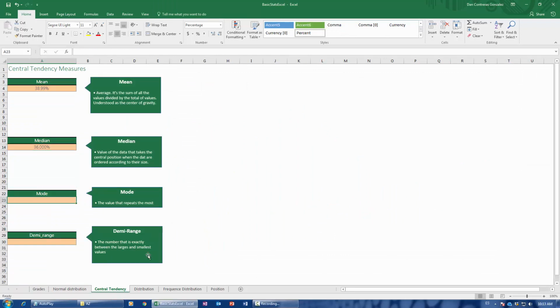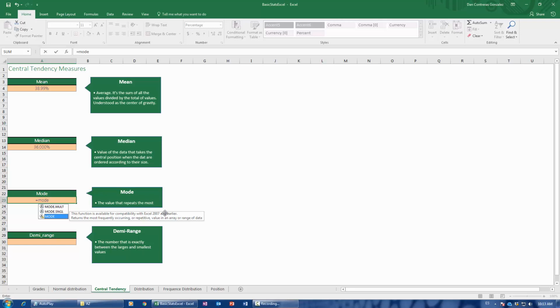Now we have the mode. The mode is the value that repeats itself the most. So I'm going to figure out what the mode is by typing in MODE right here. Notice how I get three different possibilities. The one that I wanted, MODE, actually has this little warning sign, and it's telling me that this function is available for compatibility with Excel 2007 and earlier.